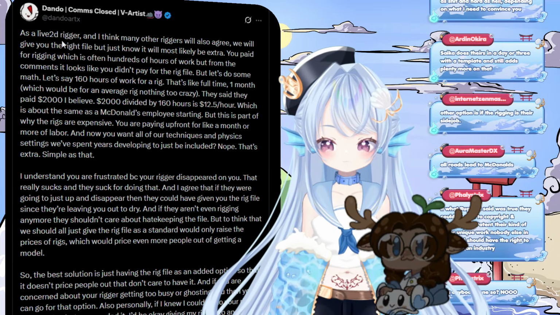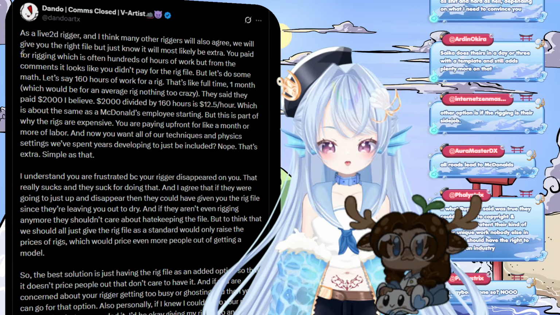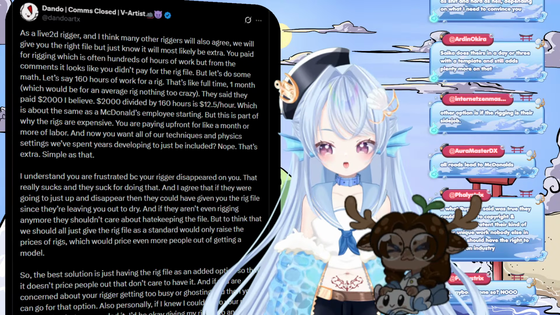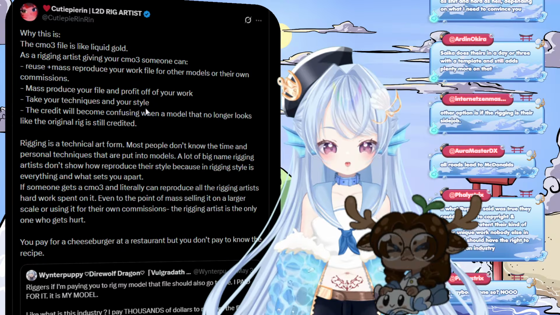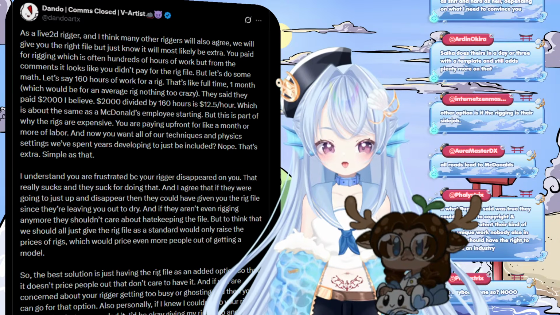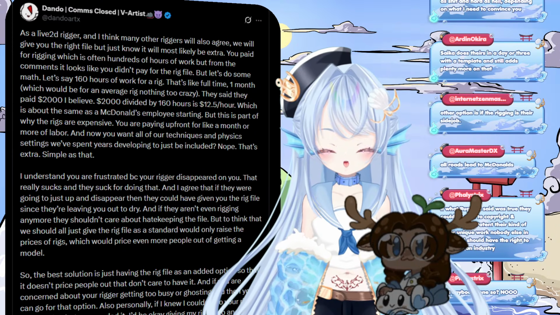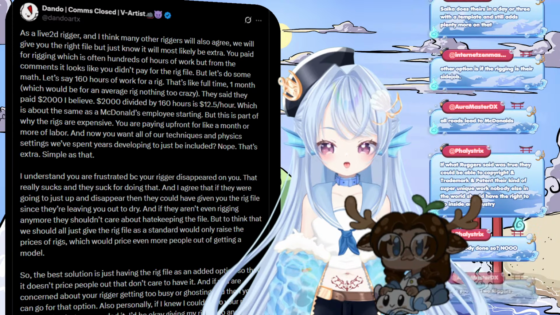Like, think about that back and forth. Both of these people are fairly used live 2D riggers. You have one saying that they can't give out the file because you could easily mass produce it for as many models as you felt like. And then you have another person saying that no matter what, it's going to take like 160 hours and they couldn't possibly let you get a hold of the file because it's super important.